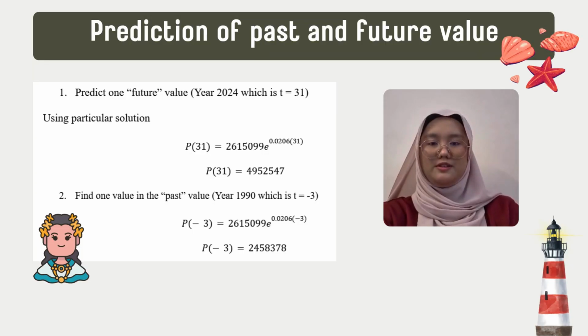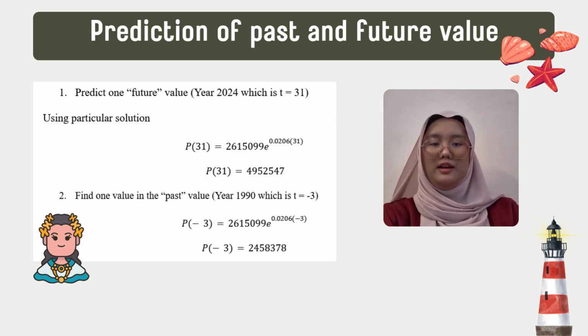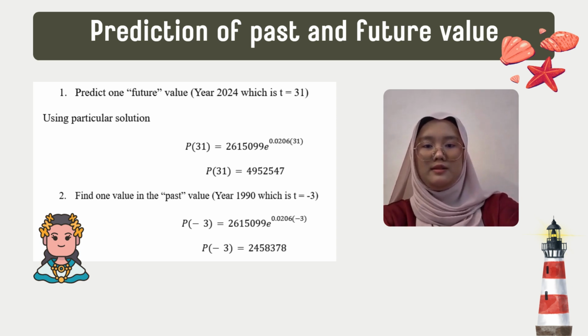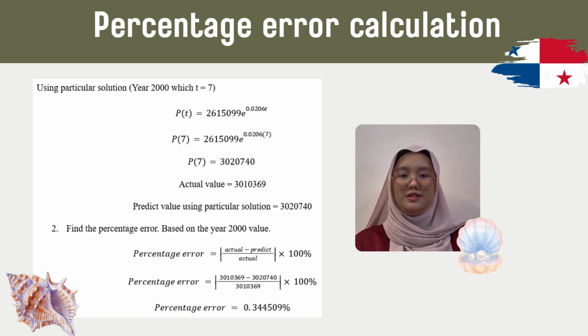By using the particular solution, now we can predict the future and past values. We use the particular solution to predict the future value in 2024, which we predict to be 4.9 million. And for the past value, we predict the year 1990, which becomes 2.4 million. By using the particular solution, we can also calculate the percentage error. We get a percentage error of 0.344509%, which is quite small.